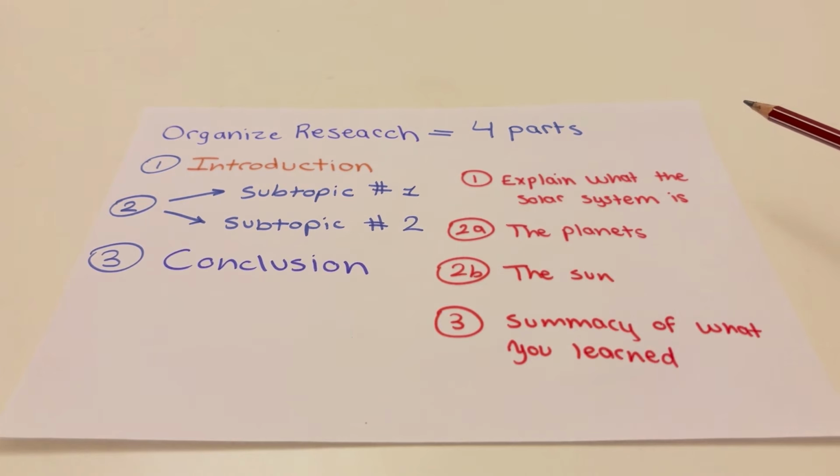Next, you need to choose 2 detailed subtopics, 1 and 2. For the solar system, these could be the planets and the sun. For each subtopic, find detailed information. For instance, describe the characteristics of each planet and explain the importance of the sun. Finally, you need to write a conclusion that summarizes everything that you've learned. This brings together all of your information and shows the big picture. By dividing your research in this way, you cover all important aspects and make your work organized and clear.